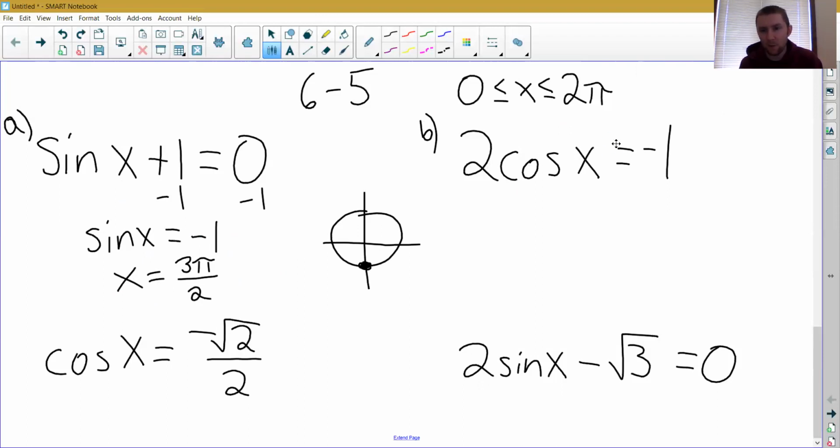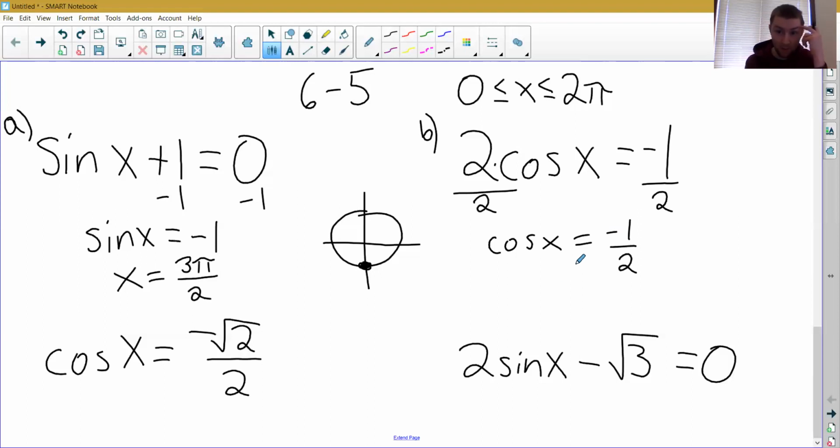They don't have anything added or subtracted after the cosine of x. They actually have something multiplied in front of the cosine of x. It says 2 times the cosine of x is equal to negative 1. So how do I get the trig stuff by itself now? I need to undo the multiplying by 2. If I divide away this 2, that's going to leave me just with cosine of x. Of course I need to divide away the 2 on this side. I end up with a fraction, negative 1/2.